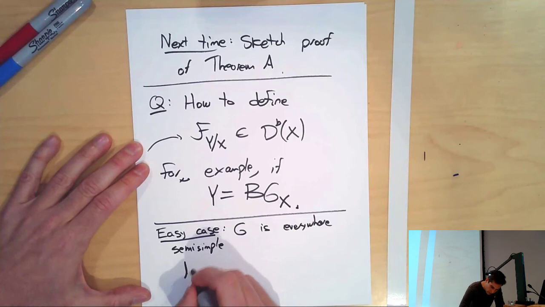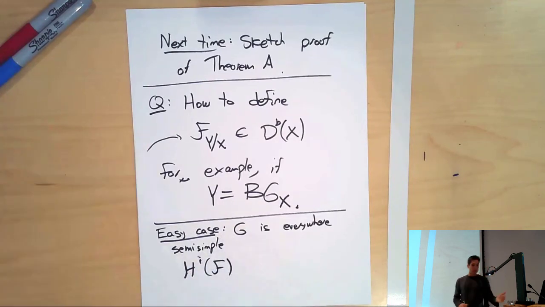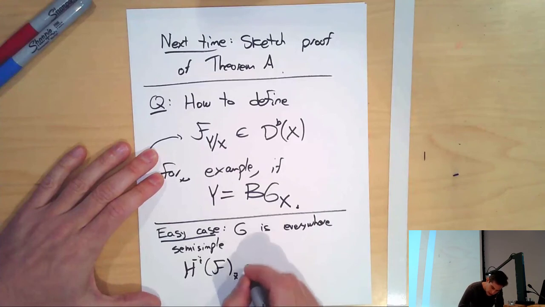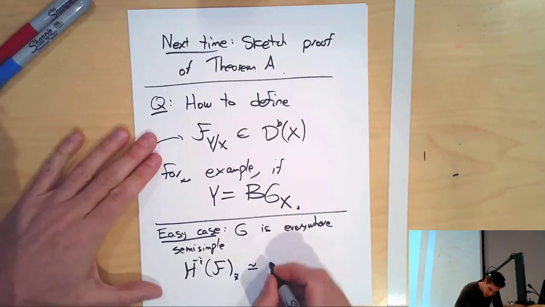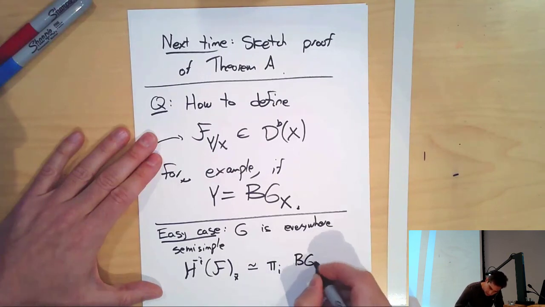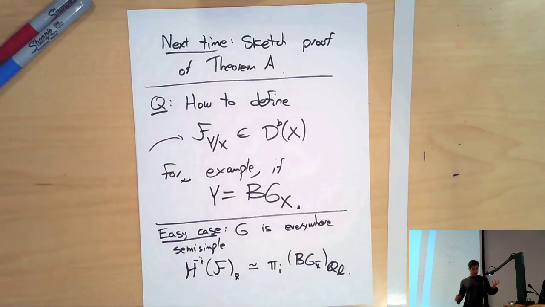So now this F sub y over X, it's supposed to be some object in the derived category, but when I take a cohomology sheaf of it, it's supposed to have the property that it's computing for me the homotopy groups of the classifying stack of a certain linear algebraic group. So this kind of tells you what this cohomology sheaf should look like at the generic point of X.